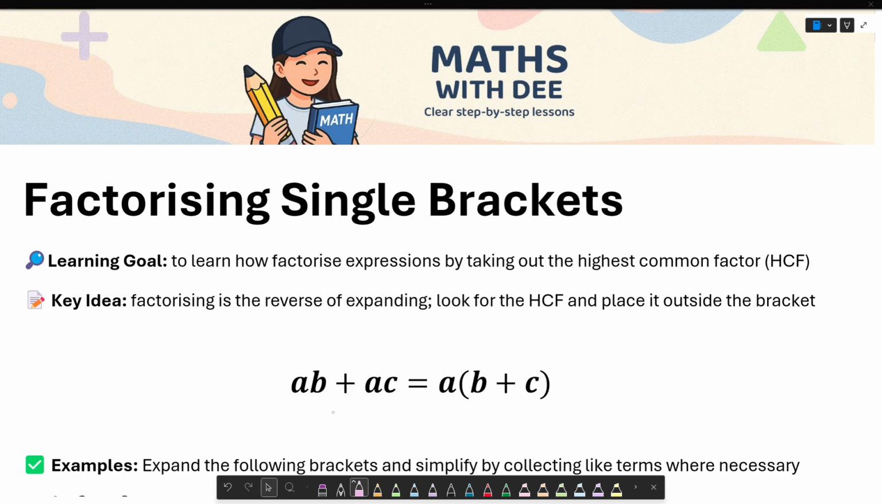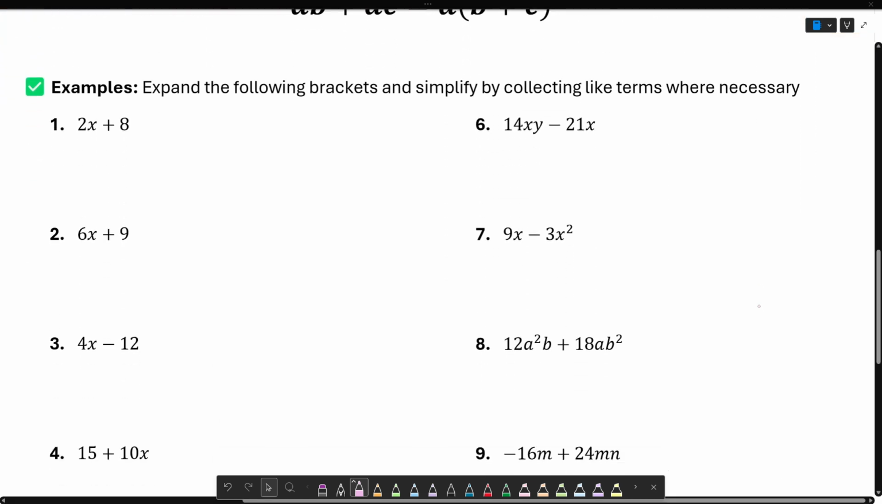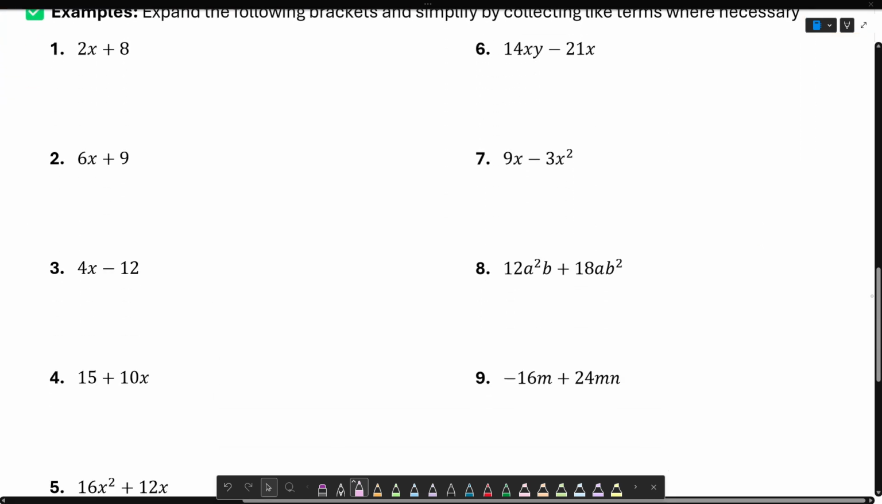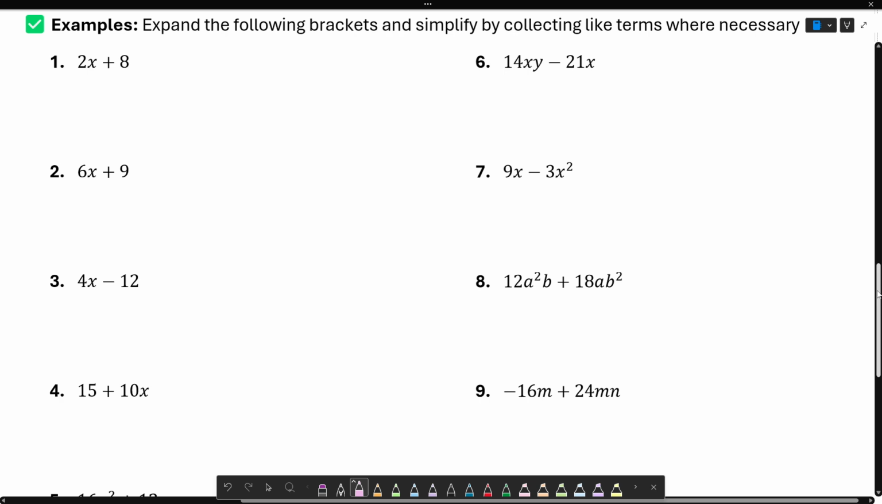If you have a look at this expression on the left-hand side, you might notice that there is an A. The A at this point is the highest common factor. I know that it is the highest term that goes into both the AB and the AC. So I'll take out the A, and all that's left over is B plus C, and I put that in brackets. This is the idea that we are going to take when we deal with the example questions. As normal, there are 10 of them, and let's get started.